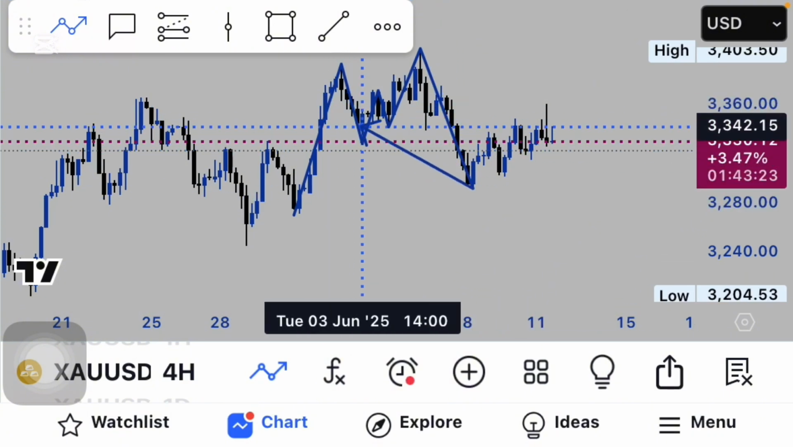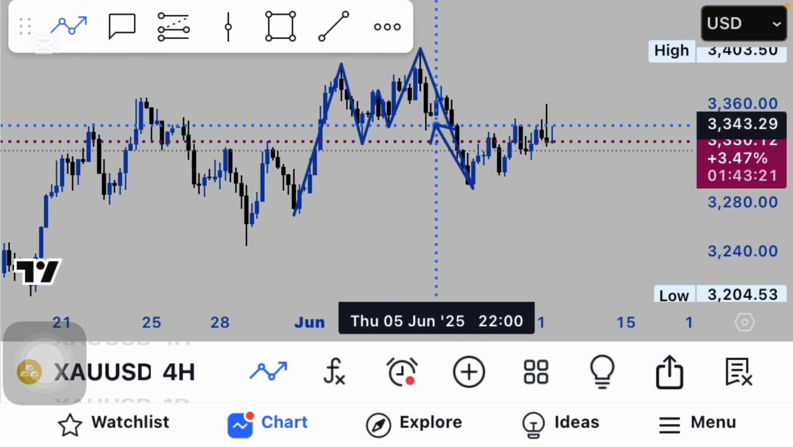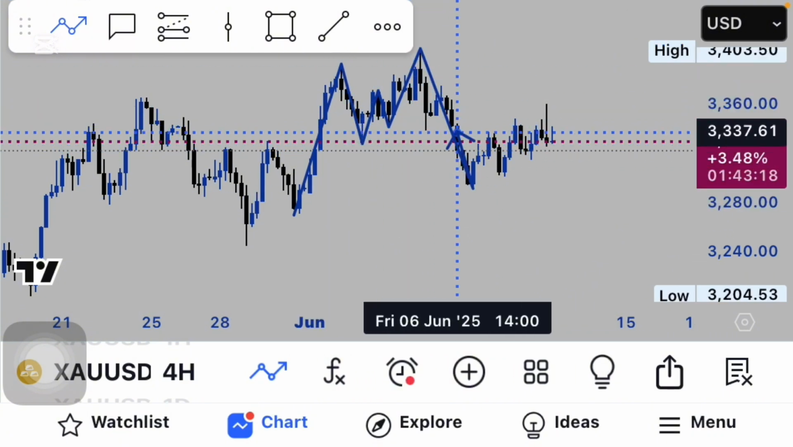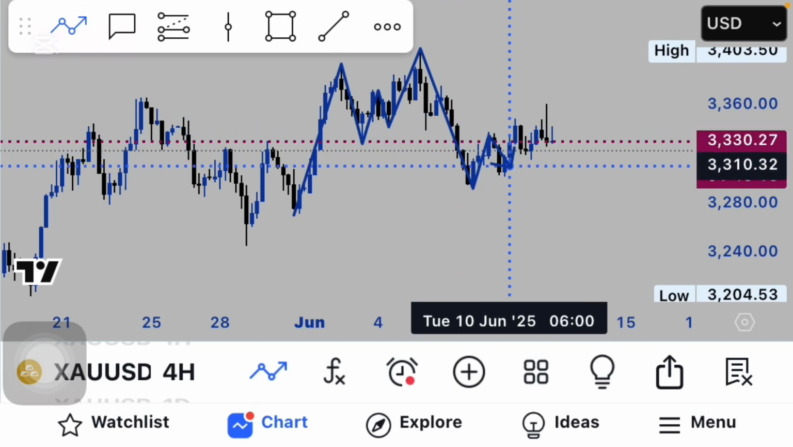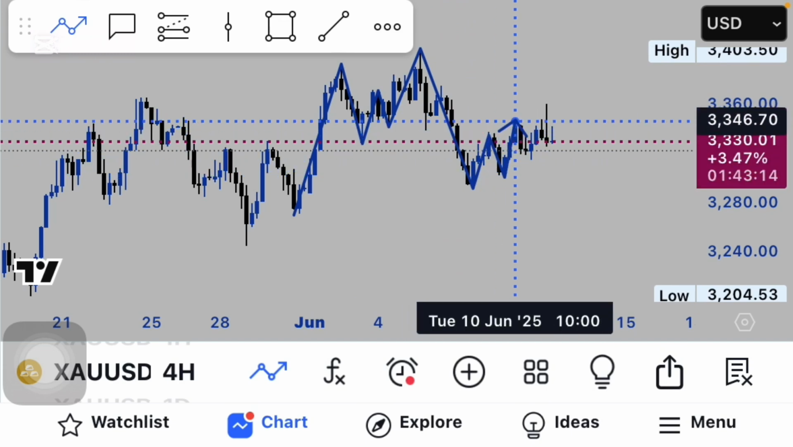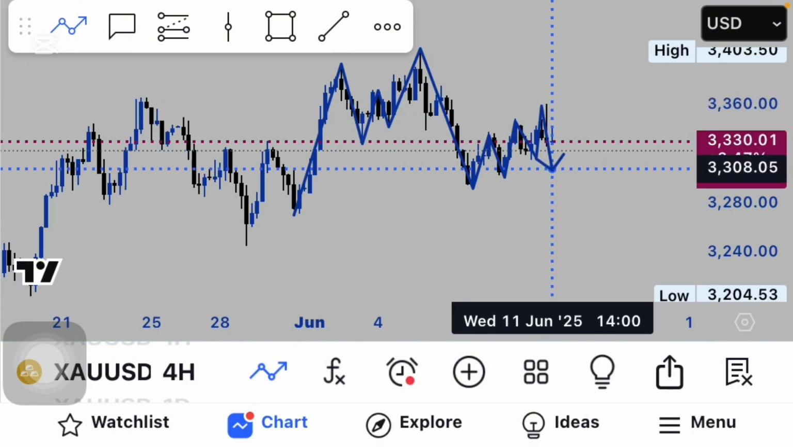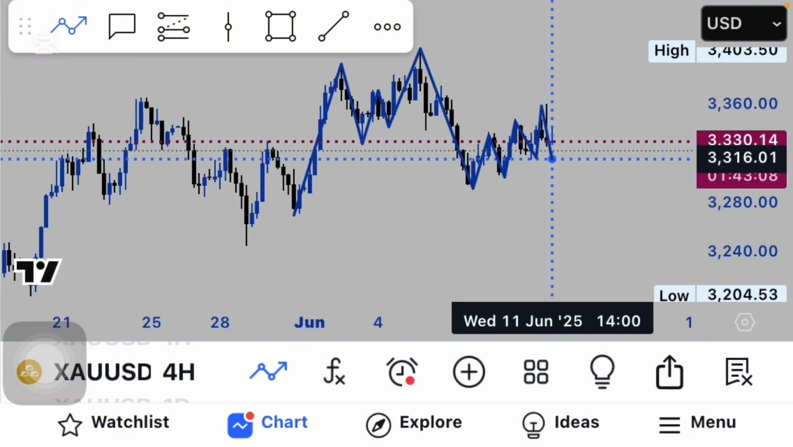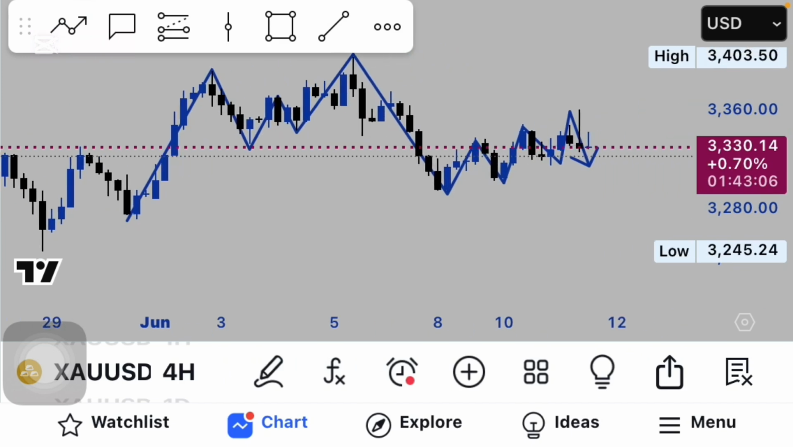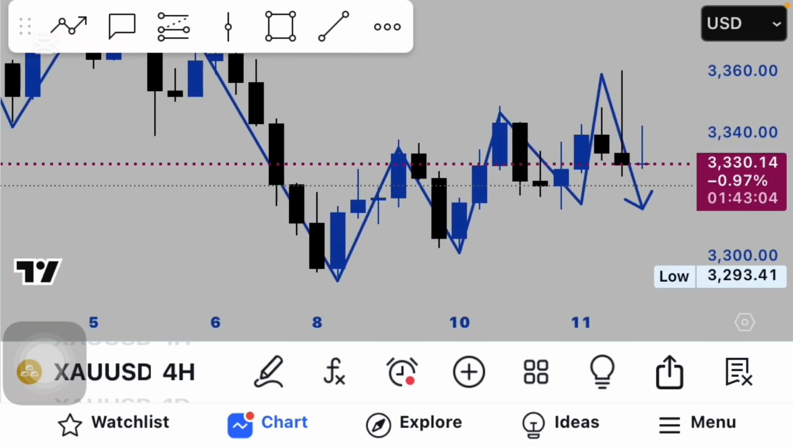So you can see that the trend has changed from an uptrend right now. After that down move, you can see the price is coming down. This is how you'll be seeing it, lower lows and lower highs.